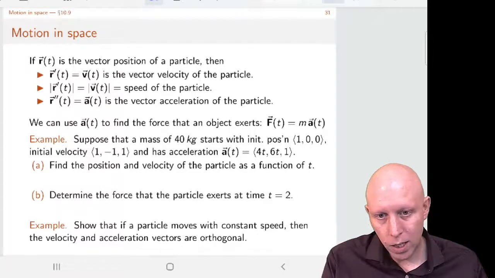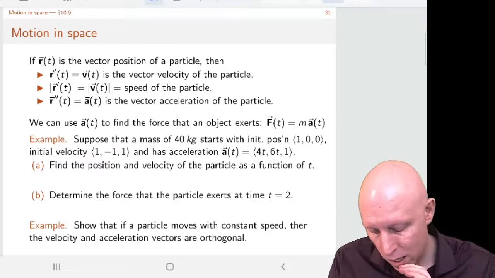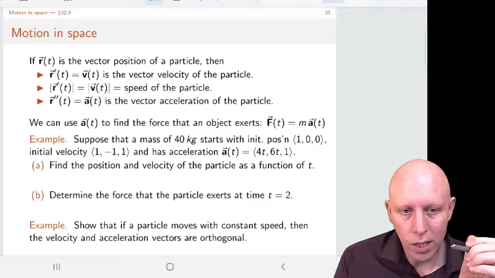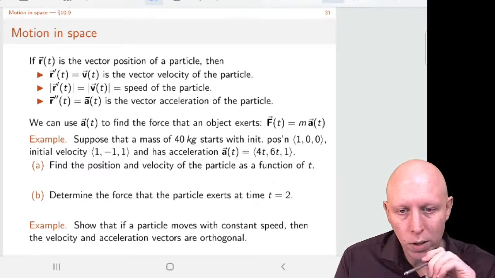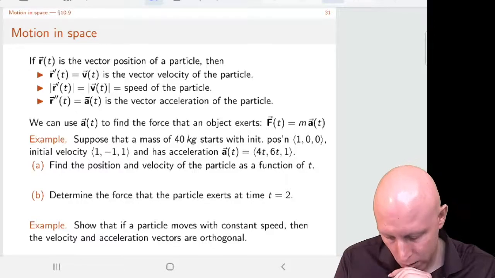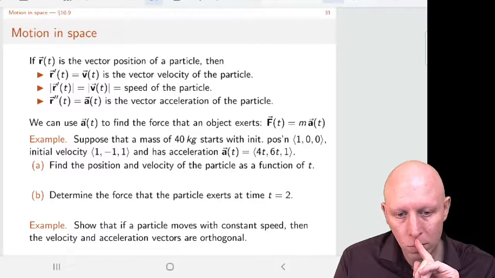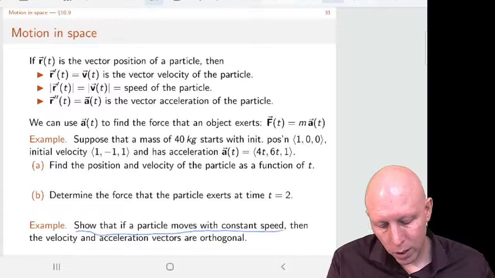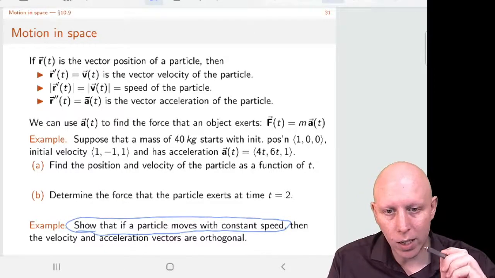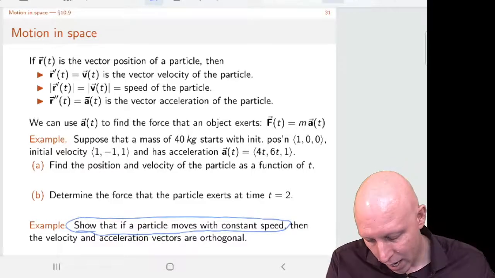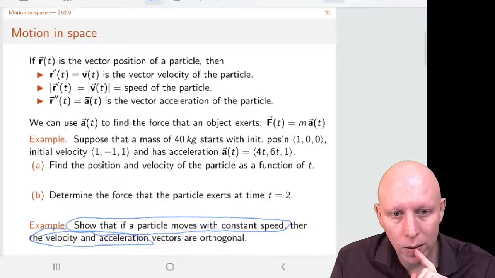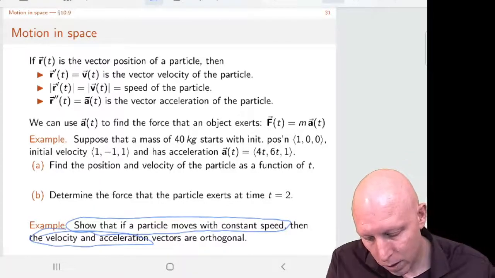All right. Let's end today with a really cool example that I think is a surprise. So this is saying, show that if a particle moves with constant speed, the velocity and acceleration vectors are orthogonal. So what we have to do is start out with this idea about what constant speed means, and then figure out what that means about velocity and acceleration vectors. All right, so constant speed.